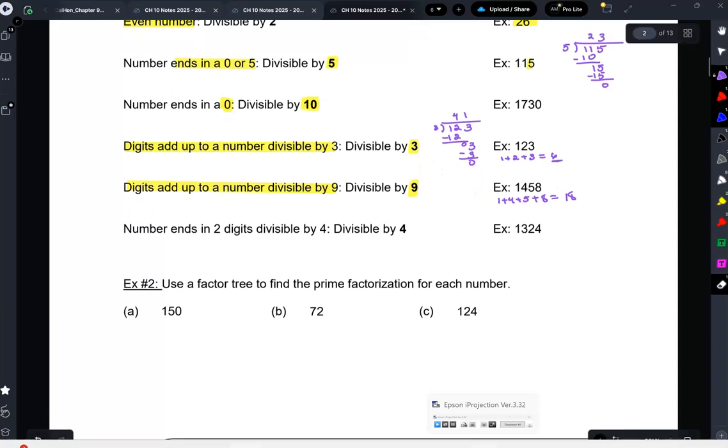All right? And then lastly, how do we know if something is divisible by 4? The number ends in 2 digits divisible by 4. So for example, look at this one, 1,324. I only look at the last 2 digits. Is 24 divisible by 4? So the whole thing is divisible by 4. Okay.